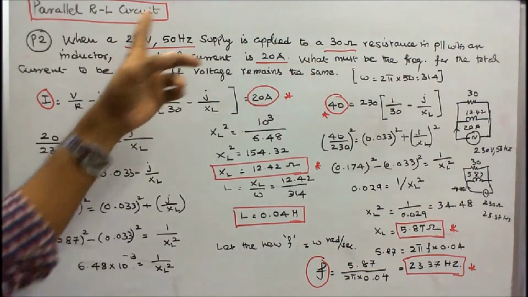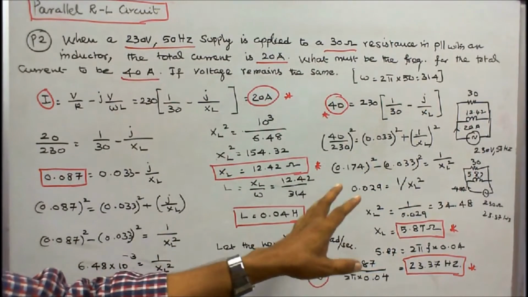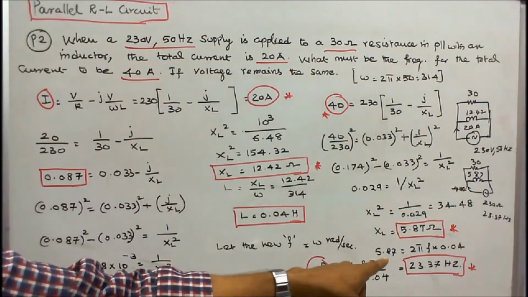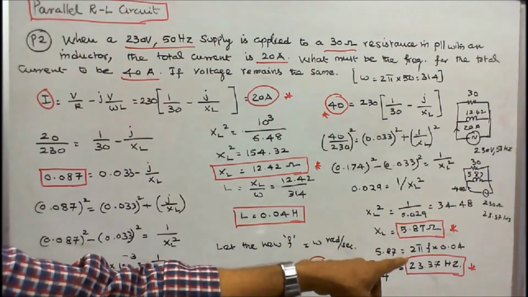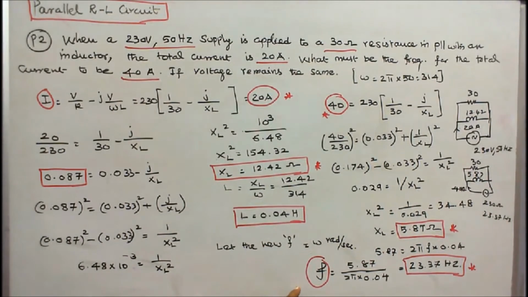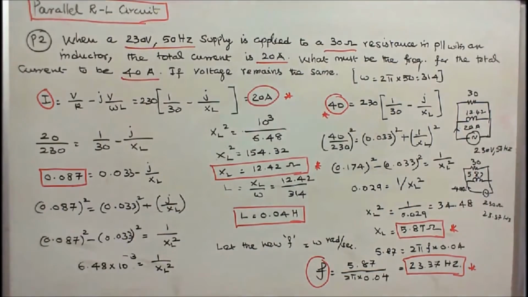Here the frequency is 50, XL is 12.42. What is the frequency when XL is equal to 5.87? 5.87 is equal to 2 pi into f into L. L is 0.04 henries. Therefore, frequency f is equal to 5.87 divided by 2 pi into 0.04. That is equal to 23.37 hertz.